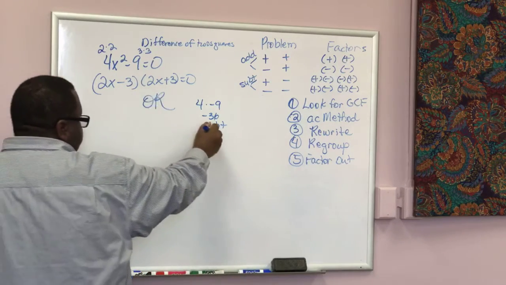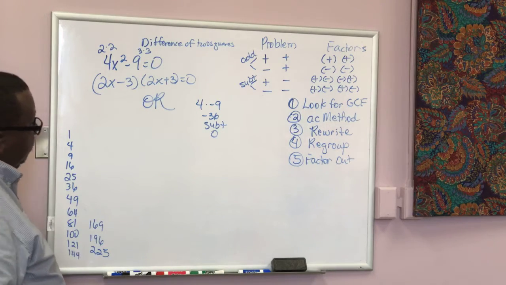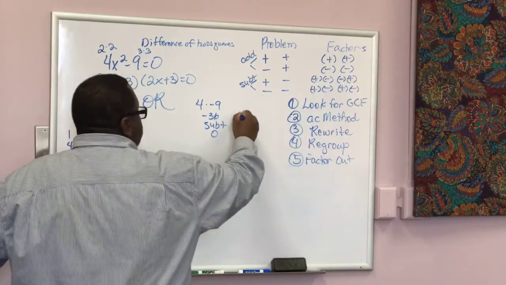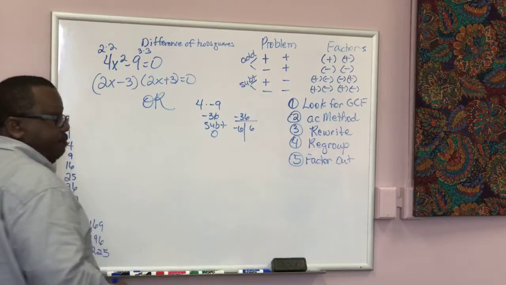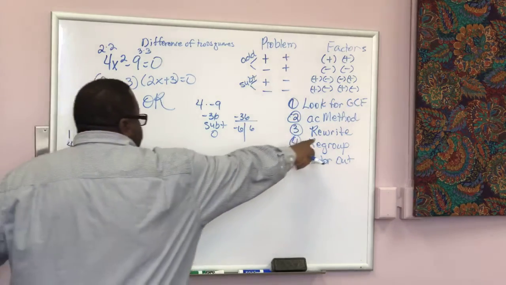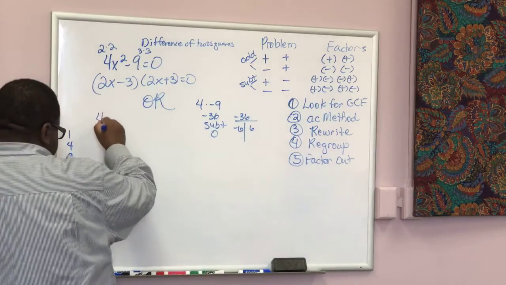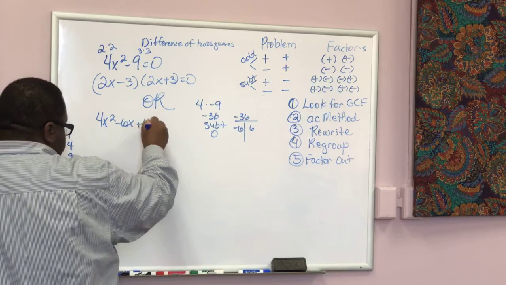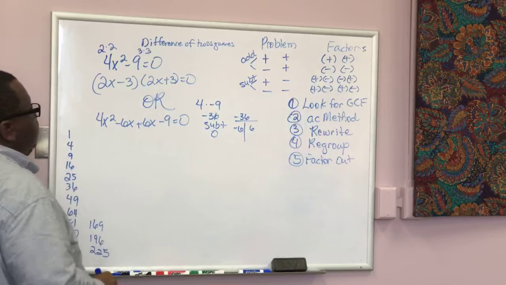No. So we're going to say 0. So what factors up 36? We can subtract to get a 0. 6 and 6. So it'll be a negative 6 and a positive 6. All right? And we're going to rewrite it. This is going to become our middle terms. So you're going to say 4x squared minus 6x plus 6x minus 9 equals 0.